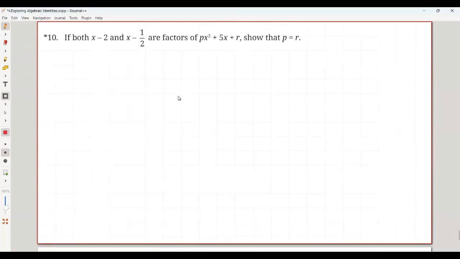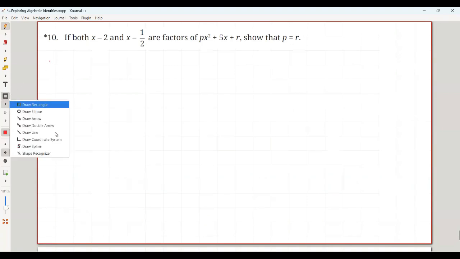Okay, so now we have to start with question number 10. If both x minus 2 and x minus 1 by 2 are factors of px square plus 5x plus r, show that p is equal to r. So they have given that both x minus 2 and x minus 1 by 2 are factors. We have to show that p is equal to r. First, you just write what is given in the question.